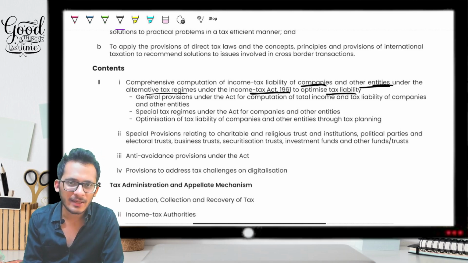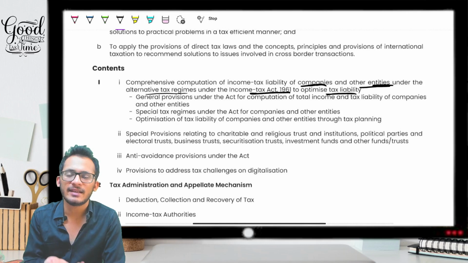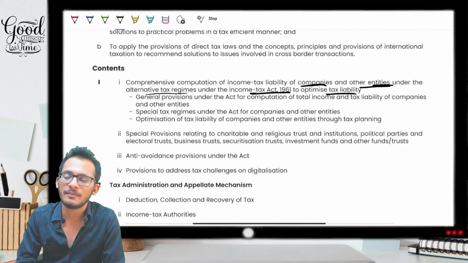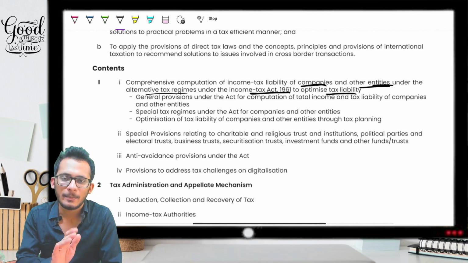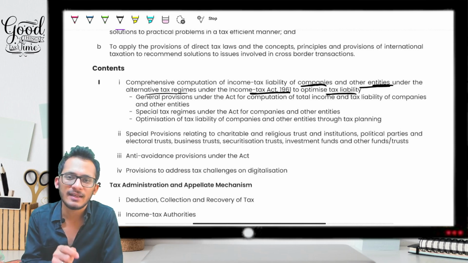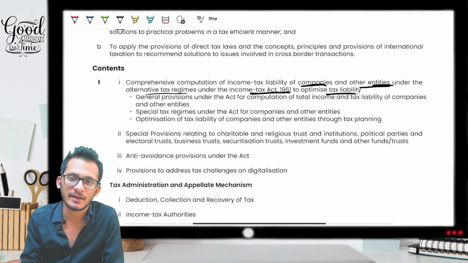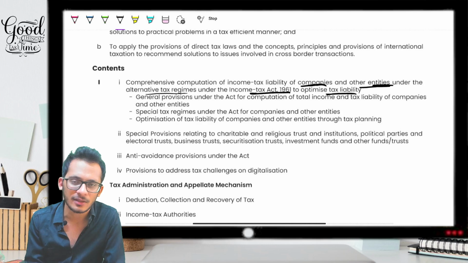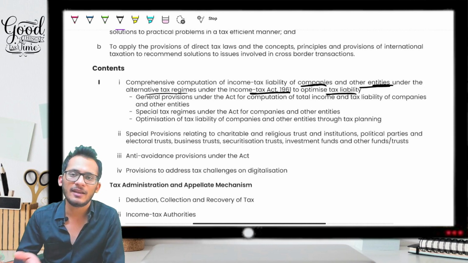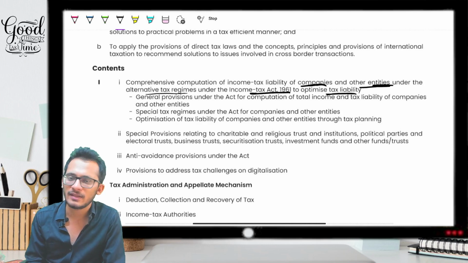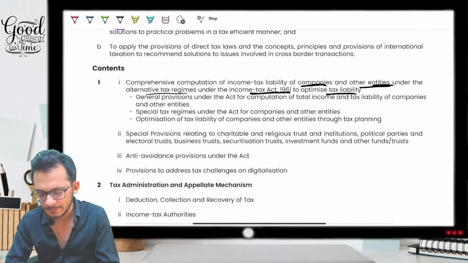One good move is what I would say, but like I said, the study material is still not available on the portal, so it's a little too early to judge. But at least from the syllabus you can realize that only companies are now being targeted when it comes to computation of total income, along with obviously the other persons like AOP, BOI, trust and all those, because that was anyway there in the final level syllabus.